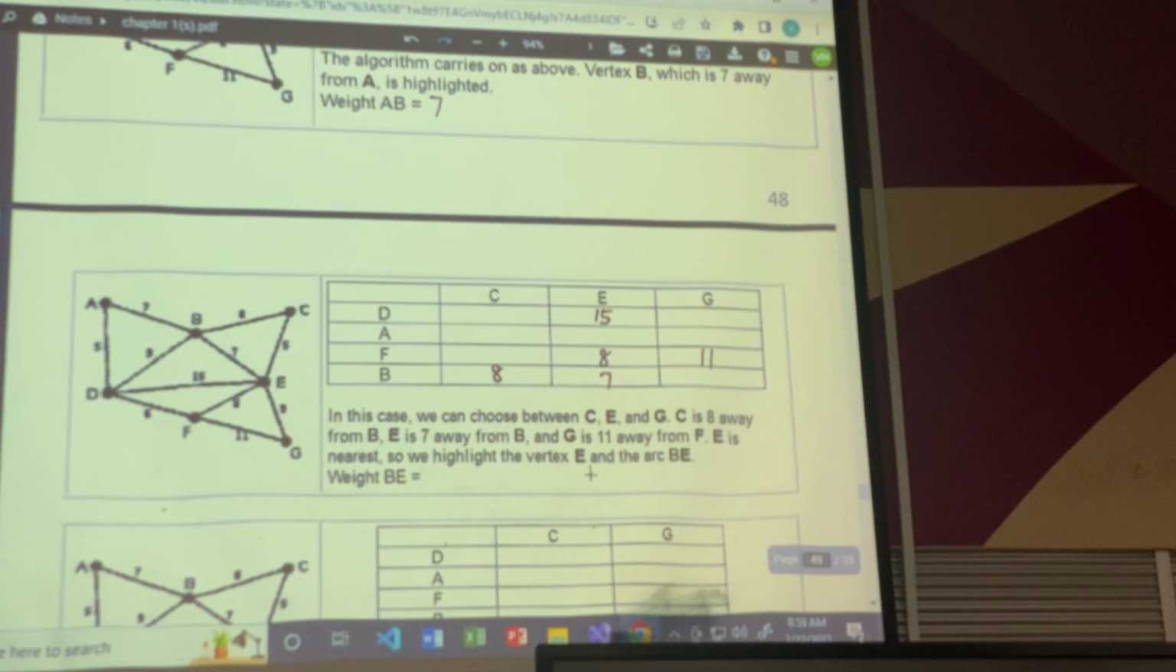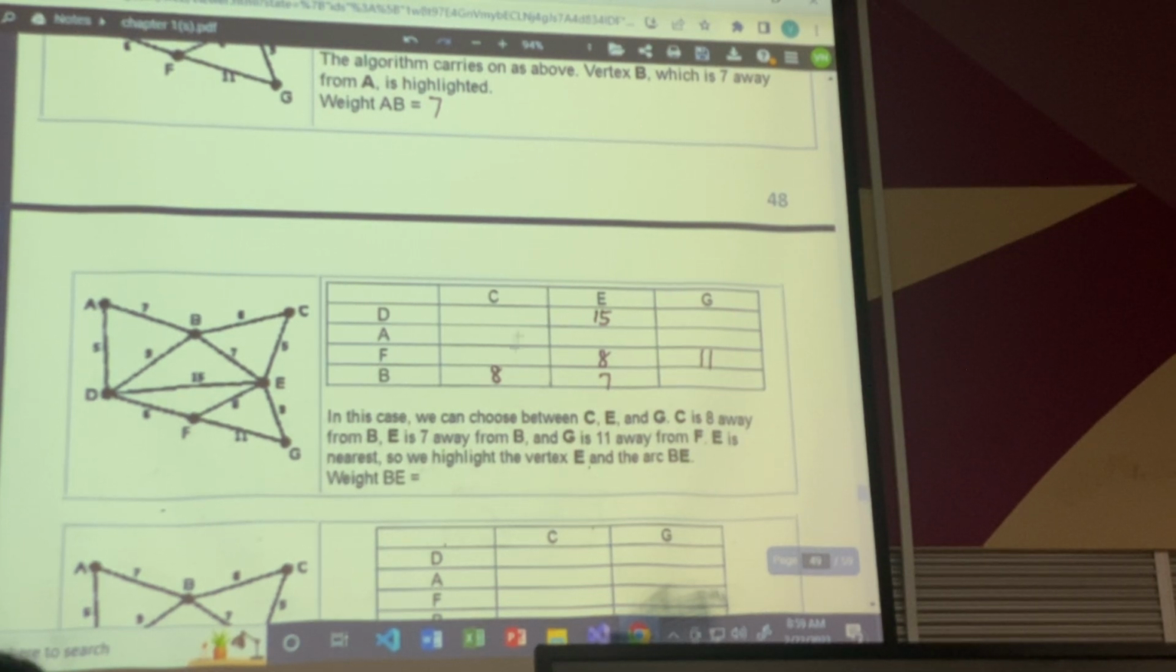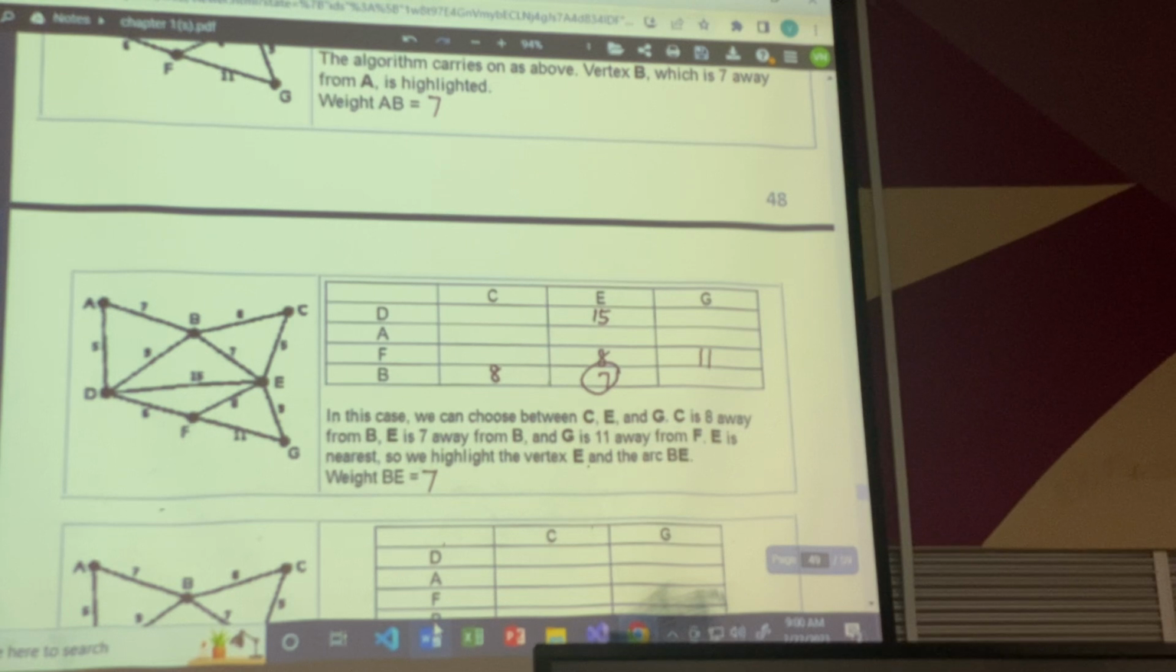Can you follow until here? Yes? Okay. So out of the 4 rows here, again we need to choose the minimum, which is BE, 7. So we just write out the weight. BE is 7.